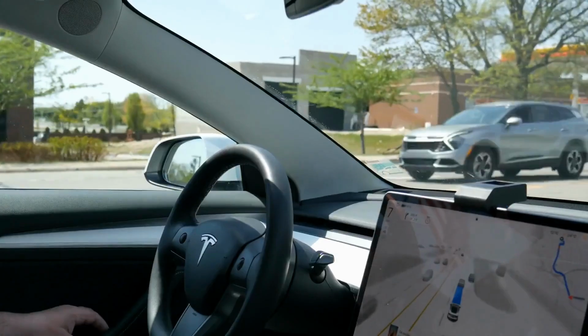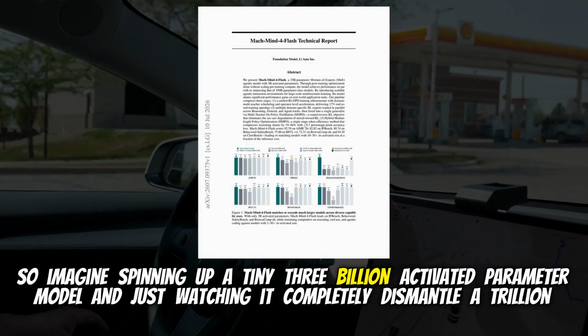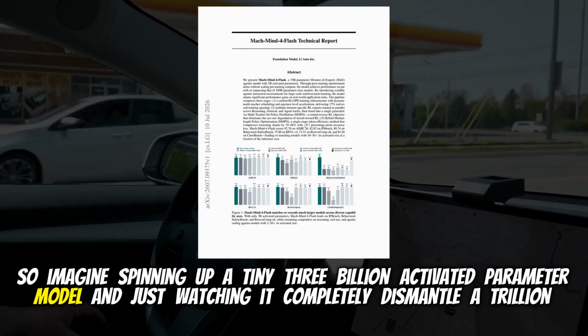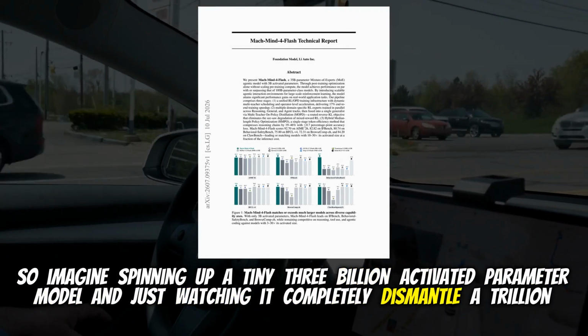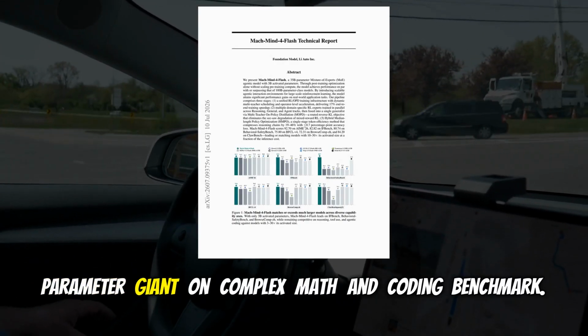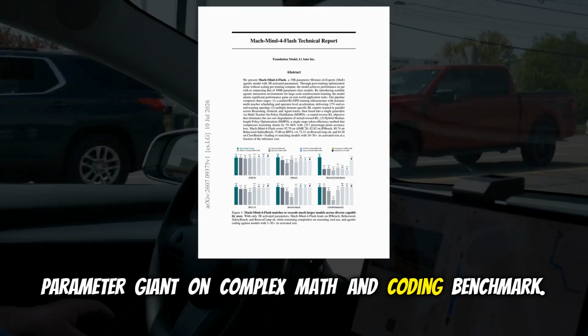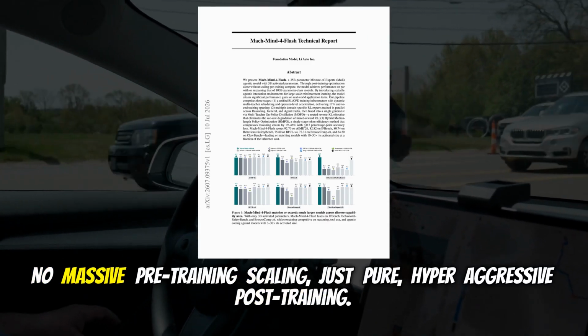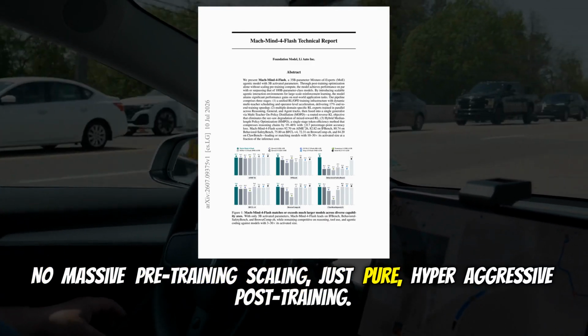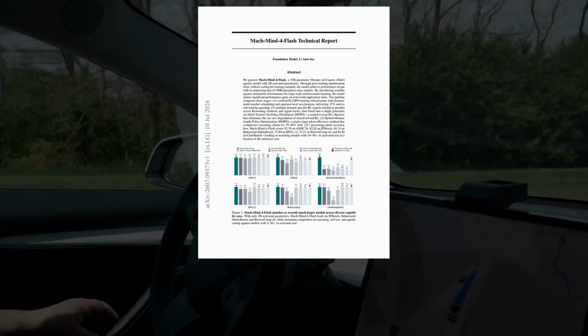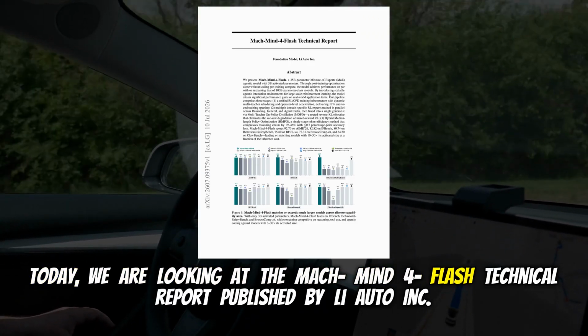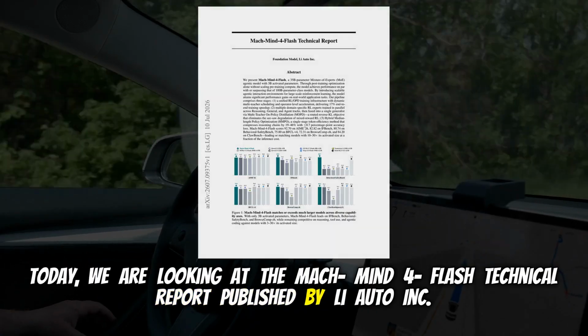Hey, everyone. So imagine spinning up a tiny 3 billion activated parameter model and just watching it completely dismantle a trillion parameter giant on complex math and coding benchmarks. Yeah, it's wild. No massive pre-training scaling, just pure hyper-aggressive post-training. Today we are looking at the Mach-Mind-4-Flash technical report published by Liauto Inc.